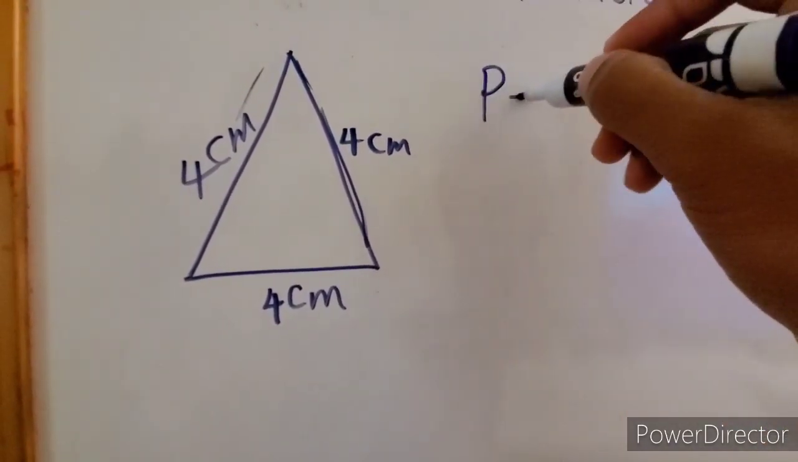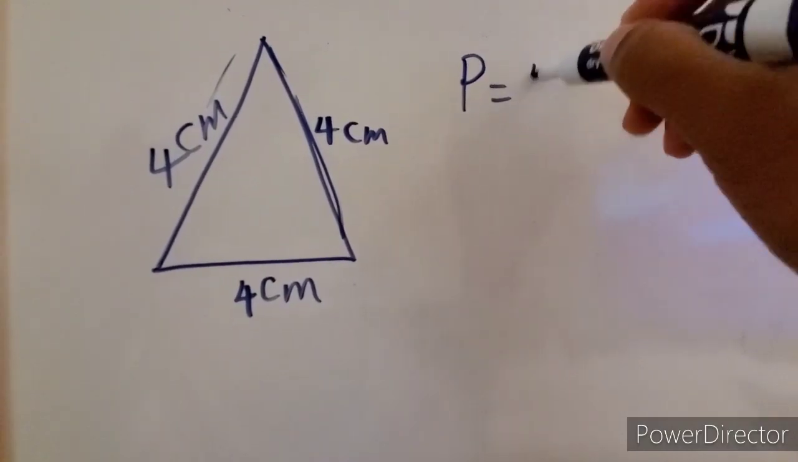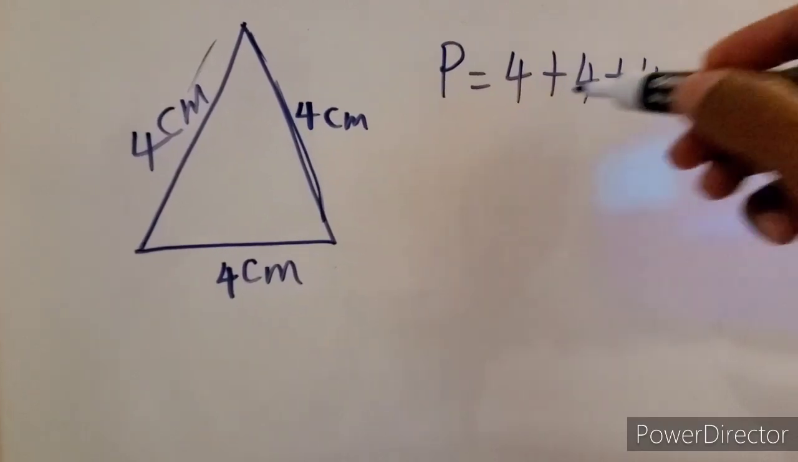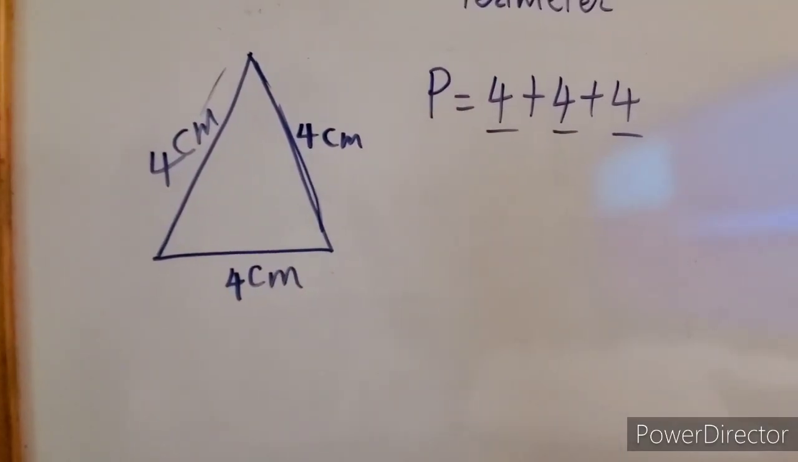So let's go ahead and find the perimeter. Perimeter is equal to 4, that's one side, plus another side, plus another side. And there are 3 sides on this because it's a triangle.